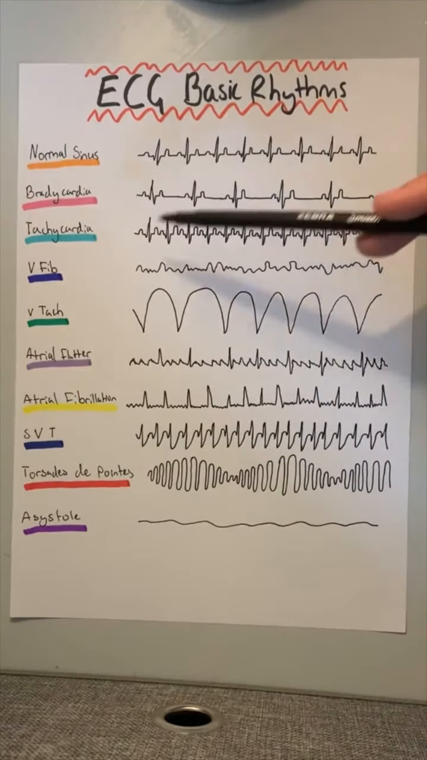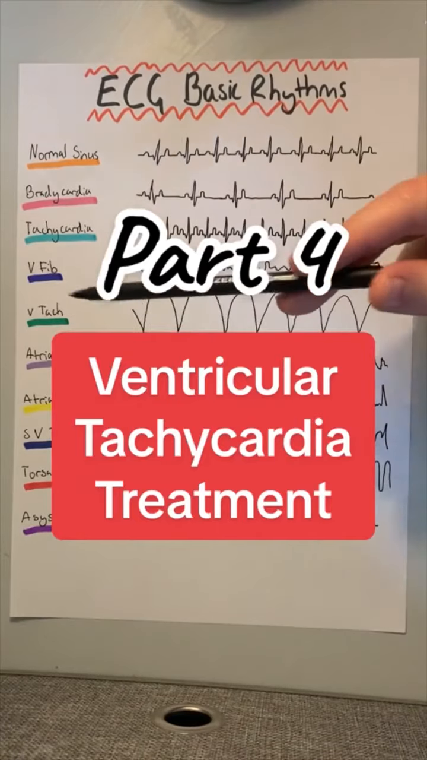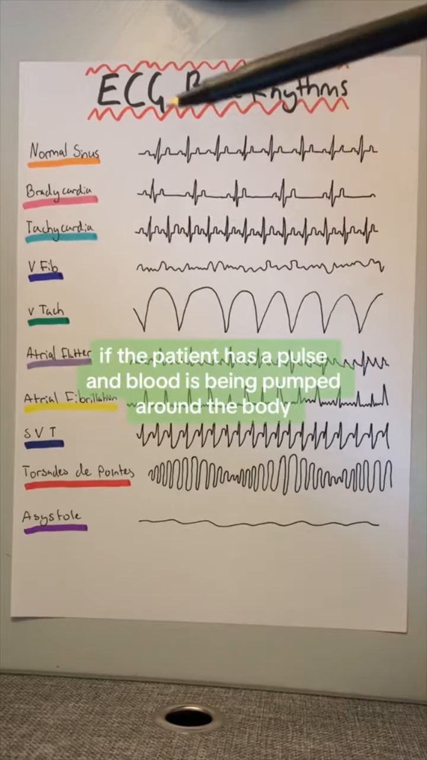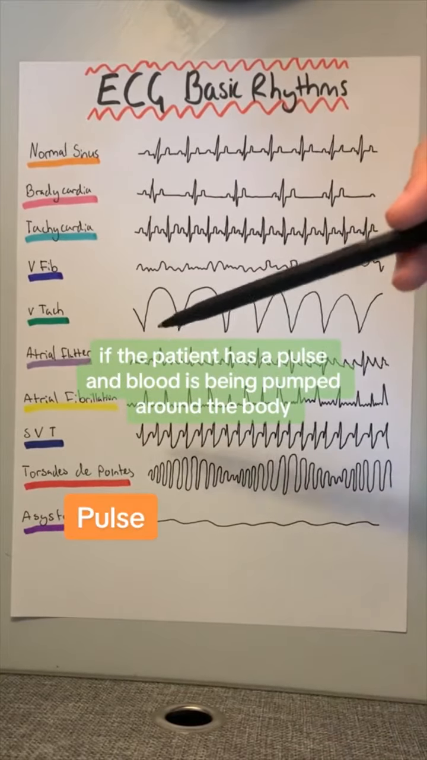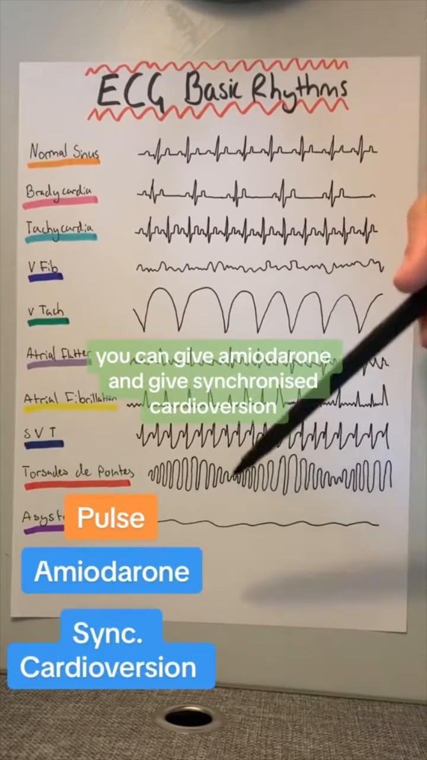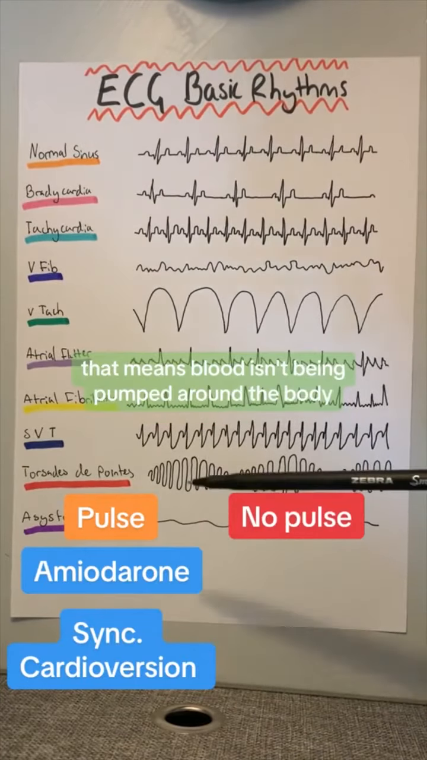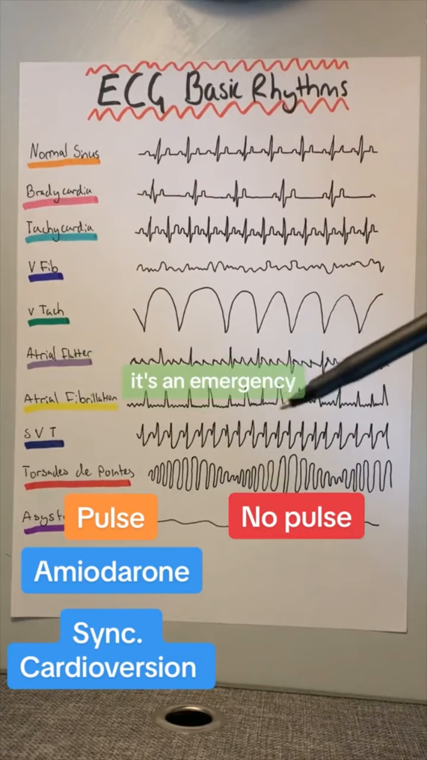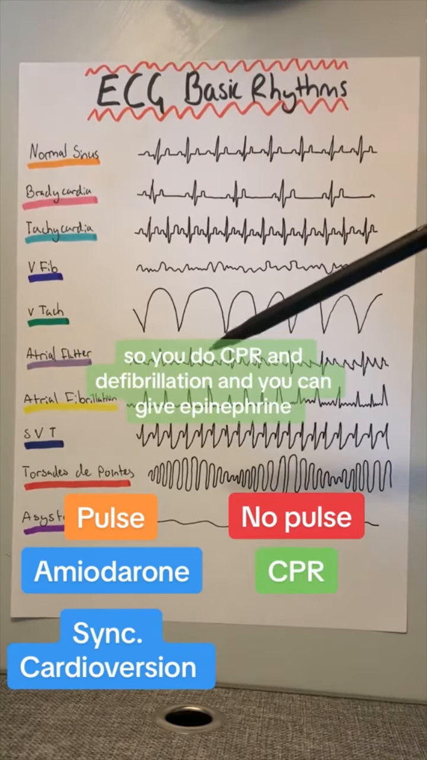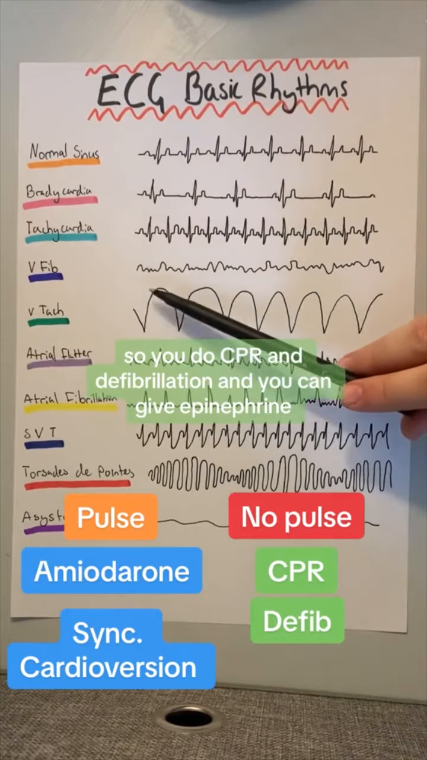ECG basic rhythms: ventricular tachycardia treatment. You won't find a better video on the internet. If the patient has a pulse and blood is being pumped around the body, you can give amiodarone and synchronized cardioversion. If there's no pulse, that means blood isn't being pumped around the body. It's an emergency, and this is a shockable scenario. So you do CPR and defibrillation, and you can give epinephrine.